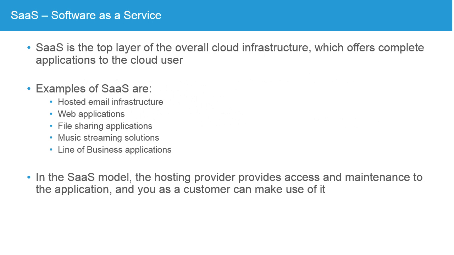Software as a service is the top layer of this cloud that we're looking at, which offers complete application to the cloud user. Examples of software as a service: hosted email infrastructures. I think in some ways this was probably the first use of software as a service, was hosted email. Web applications, file sharing applications, music streaming applications, and line of business applications. And I'm sure with a little bit of thought, you can think of brand names that fit each of these categories. In the software as a service model, the hosting provider provides access and maintenance to the application. You as a customer simply make use of it.